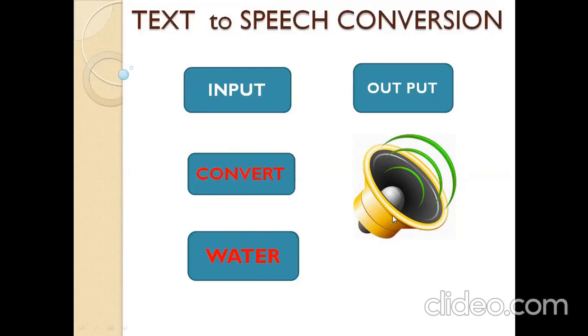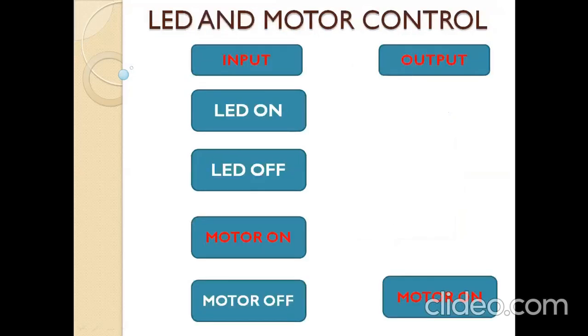Second one is LED and motor control. In inputs, there are four blocks available: LED on, LED off, motor on, motor off. Output, there is one block. This is used for the status. If you click the first block, LED on, the LED will be on and the status will be displayed as LED on. If you click the second button, LED off, the LED will be off and the status will be displayed as LED off. Motor on means motor will be on and the display status will be motor on.